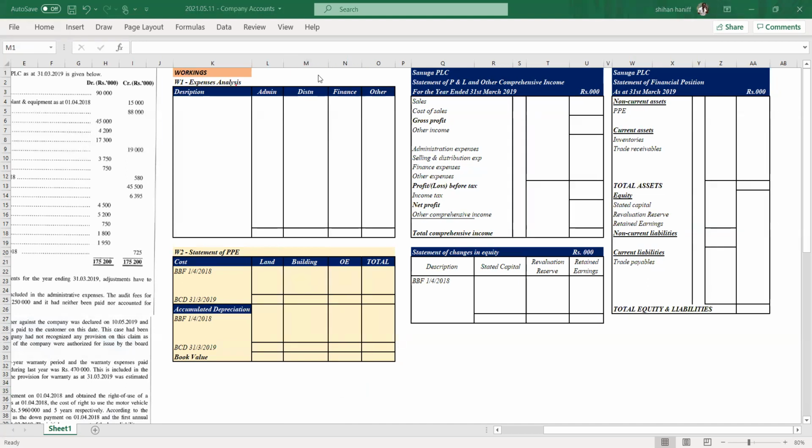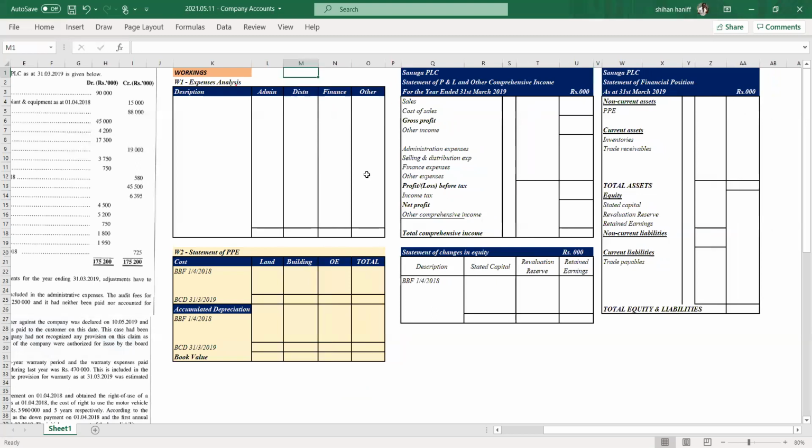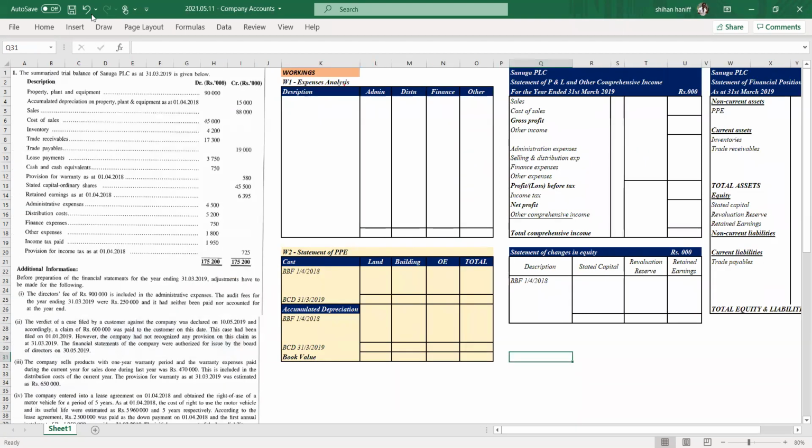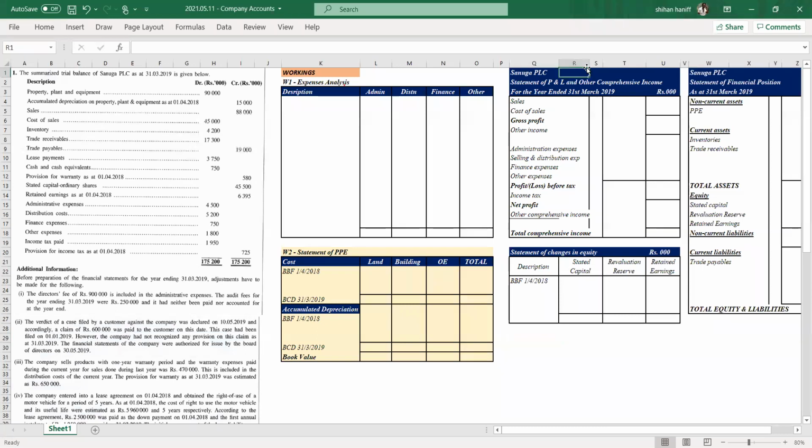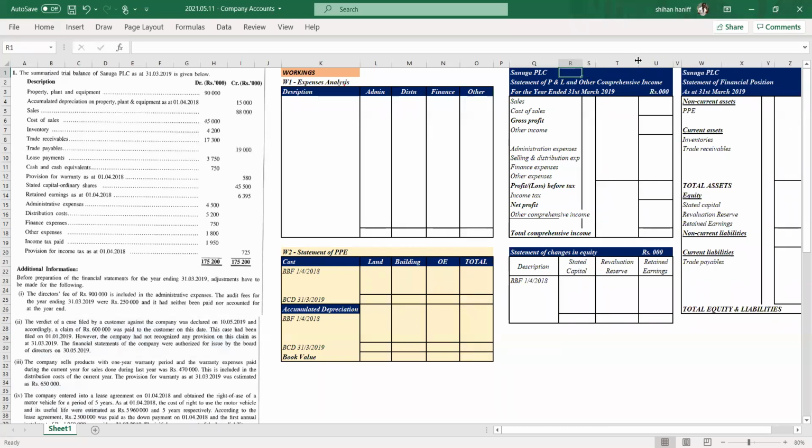Okay, so let's start. If anyone needs more time or if there are any doubts or if you want to clarify anything, please let me know. Okay. So let me start with additional information. So always your first step is to draw the format. First we draw the format. Then we start with additional information.